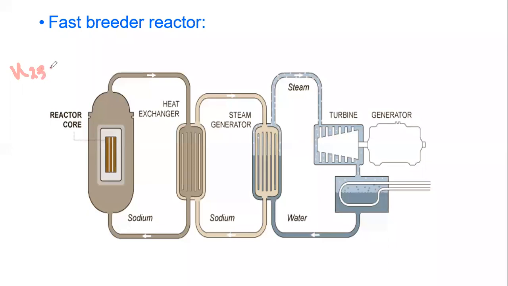The fertile materials are uranium 238 or thorium 232. By using these fertile materials, we absorb the neutrons. That's why there is no use of a moderator in the FBR.